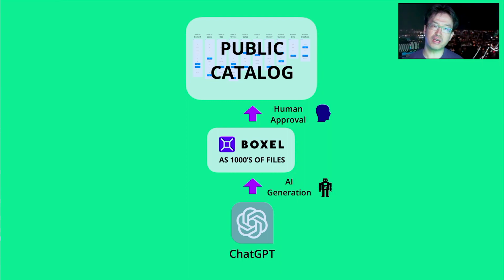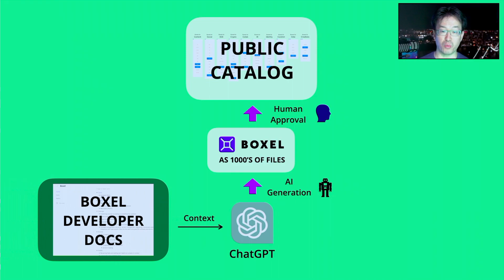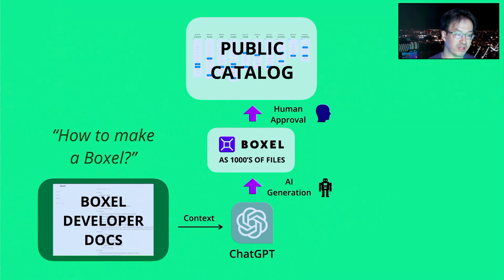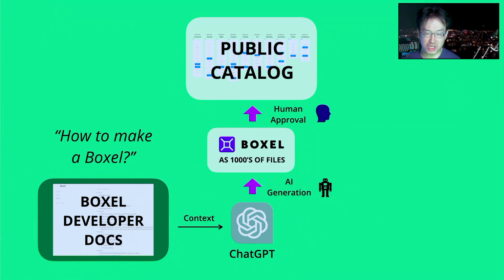So how does ChatGPT know how to generate these Boxel-specific code, these JavaScript, TypeScript, CSS, and HTML files? Well, put it this way, we have to tell it what to do with this information. And there's two ways. So we basically have to say, how do you make a Boxel? You have to teach that to them.